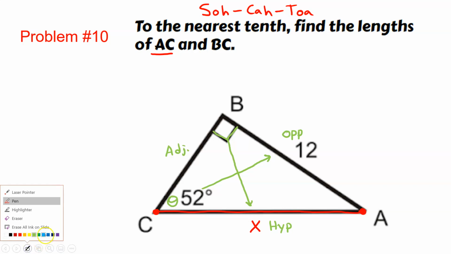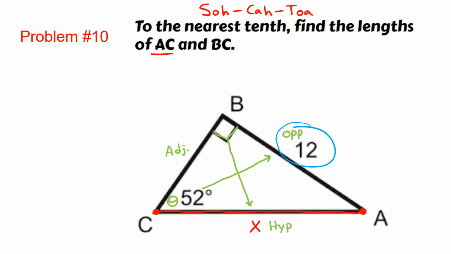So let's go through and figure out what is the length from A to C. What do they give us and what are we trying to find? Well, they give us the opposite, which is 12. We're trying to find the hypotenuse. What uses opposite and hypotenuse? That is sine. Sine of theta is equal to O over H, which is opposite over hypotenuse.